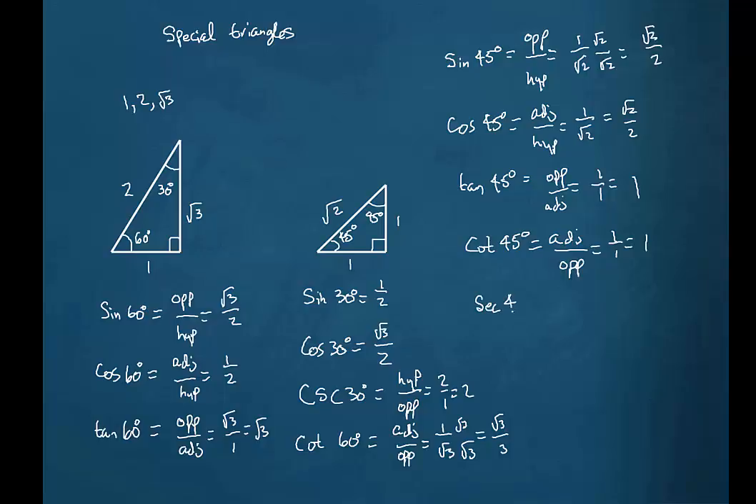The secant of 45 degrees is the inversion of the cosine, so hypotenuse over adjacent, which is going to be the square root of 2 over 1, or just the square root of 2. The same with the cosecant of 45 degrees. That will be the inversion of the sine, which will be the hypotenuse over the opposite, which again will be the square root of 2 over 1, or just the square root of 2.